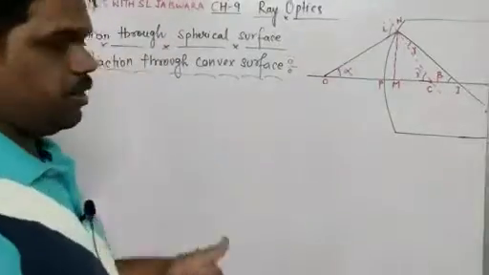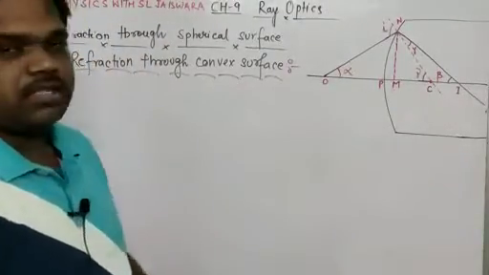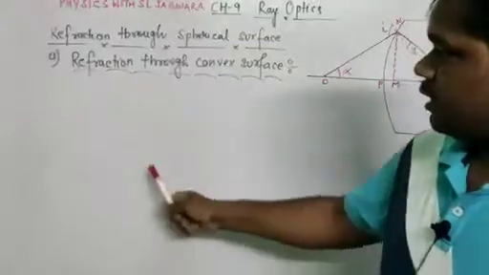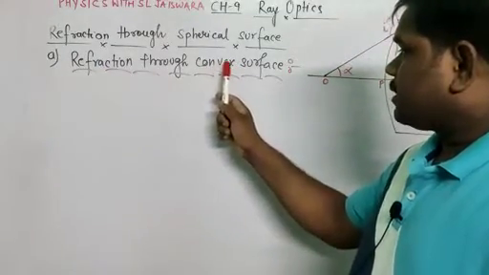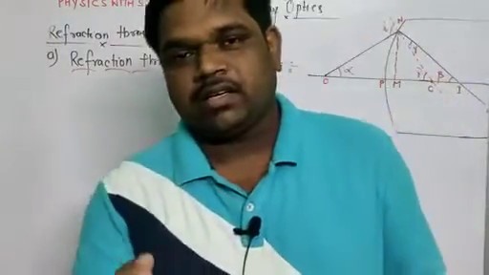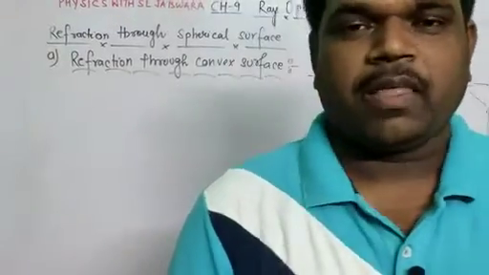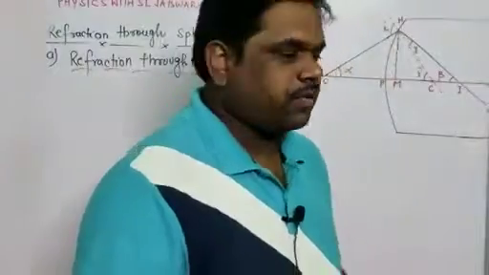Children, today we'll discuss a very important topic, that is refraction through spherical surface. And in this topic we'll discuss part 1, that is refraction through convex surface. As you all know that there are two types of spherical surfaces. One is convex surface and another one is concave surface.